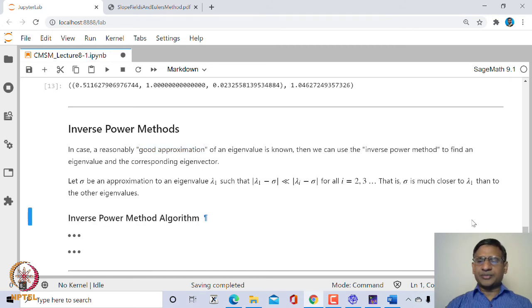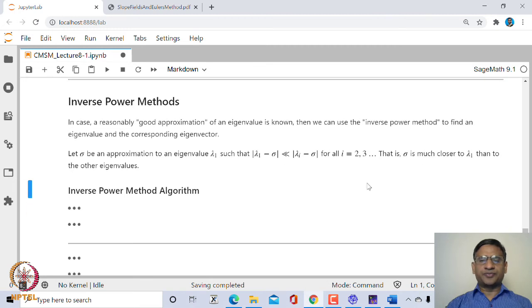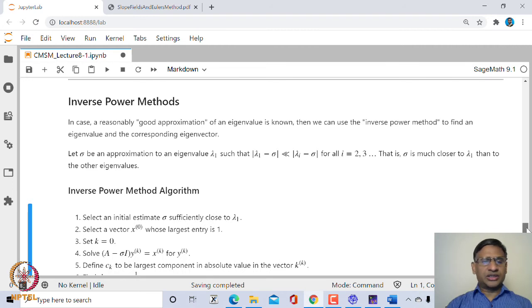Now if lambda 1 is an eigenvalue of A, then lambda 1 minus sigma will be an eigenvalue of A minus sigma times identity. So one has to apply the power method to the inverse of A minus sigma times identity, actually. So how does this algorithm work?